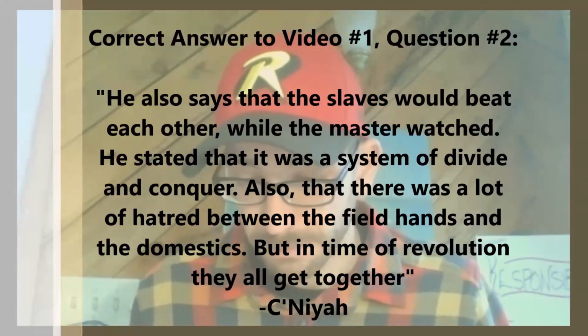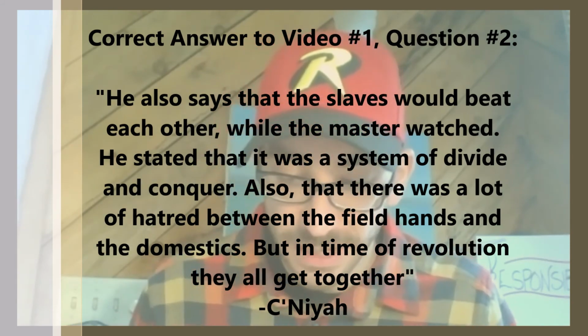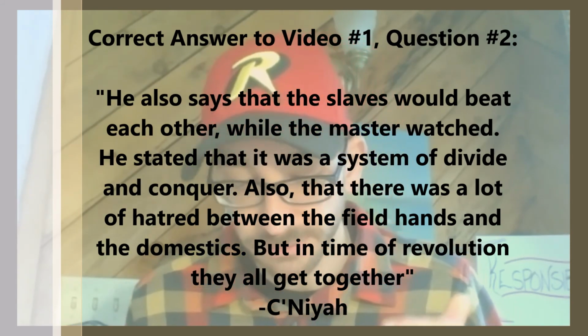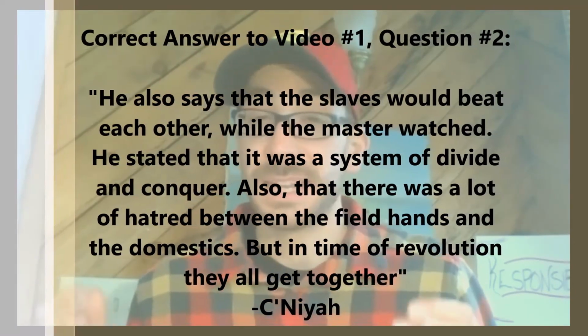So Sanaya caught it, so thanks, Sanaya. Nice job. Sanaya writes, quote, "He also says that the slaves would beat each other while the master watched," in regards to the painting. Okay, he stated that it was a system of divide and conquer. Also, that there was a lot of hatred between the field hands and the domestics. But in the time of revolution, they all got together. So not only did slaves hate their white slave owners, but they also hated the higher up enslaved people on the plantations. And it created that tension, going back to what we talked about previously.